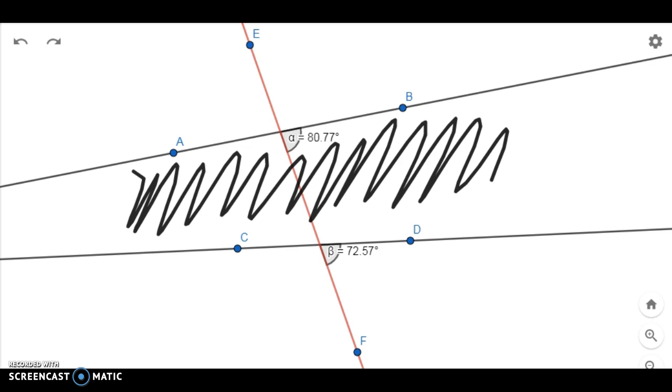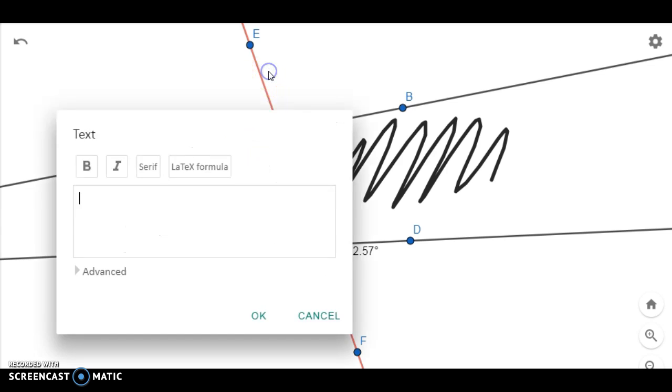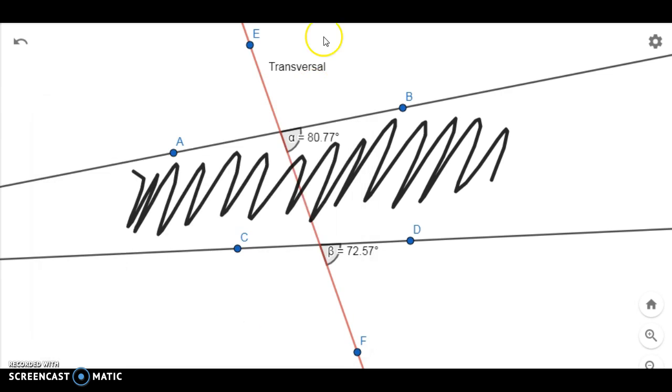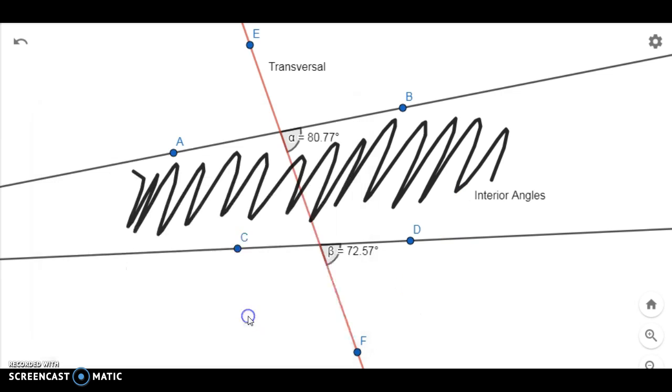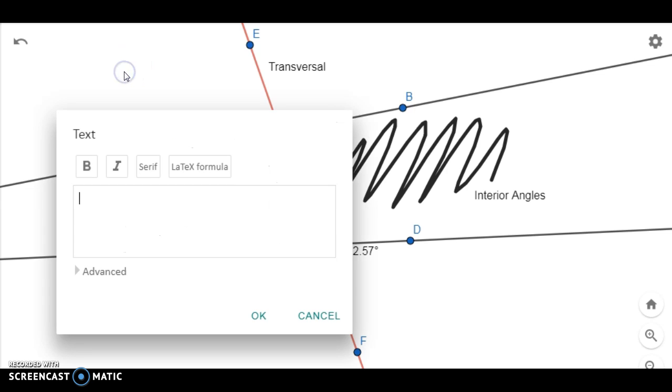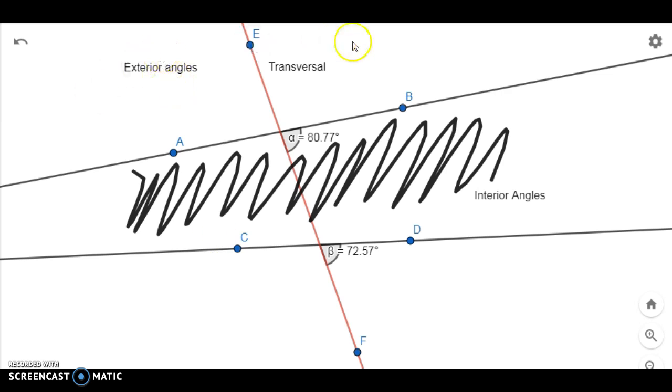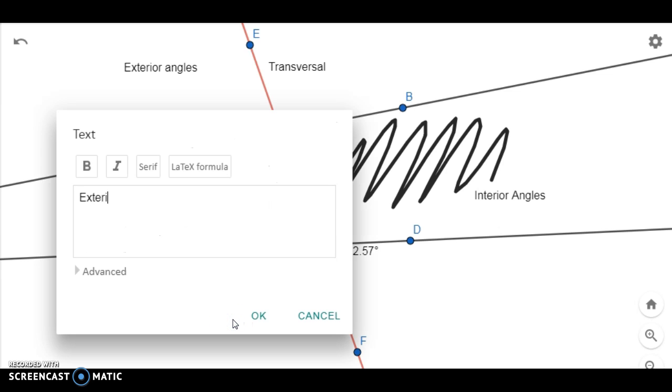So just to sum it up, you have a couple different terms that we just discussed. We have what's called a transversal. That's this red line. It intersects with two other lines, could be more. We have interior angles. You have exterior angles. Those would be located in the exterior of the two lines AB and CD. Also on the bottom there are the exterior angles.